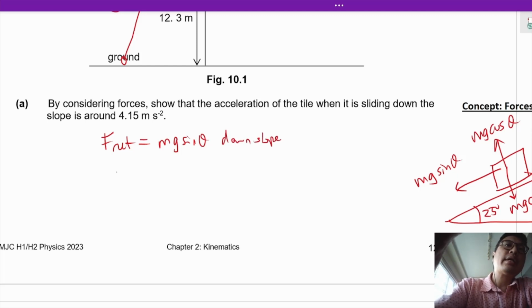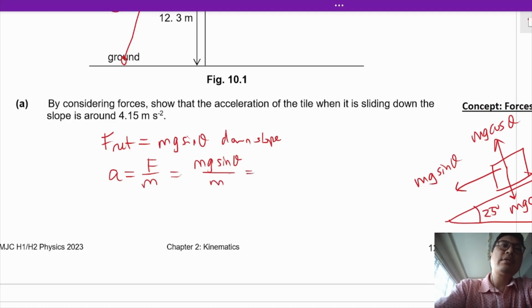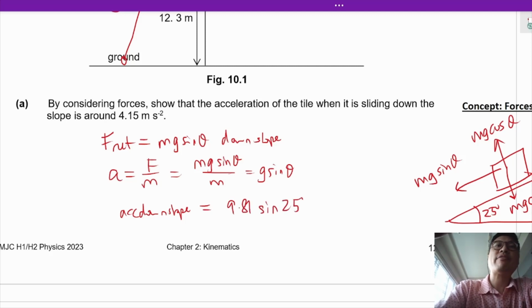Then we remember that acceleration is equal to the force divided by mass, which is mg sine theta divided by the mass. So the acceleration will be g sine theta. So the acceleration downslope will be equal to 9.81 multiplied by sine 25, and this will give us a value of 4.15 meters per second squared.